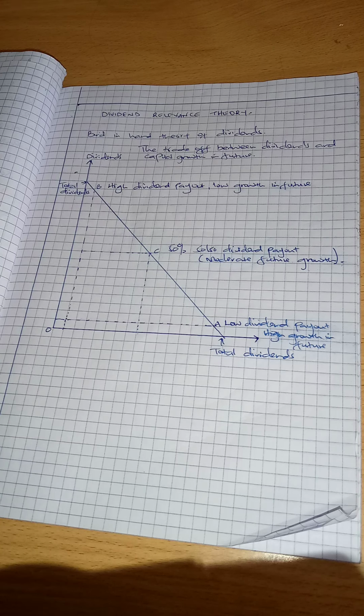The bird in the hand theory of dividends takes a fundamentally different view of things. In particular, this theory holds that investors are not indifferent between dividends today and an equivalent amount of capital gains in the future. Rather, they prefer a more certain dividend today to a more uncertain capital gain tomorrow.